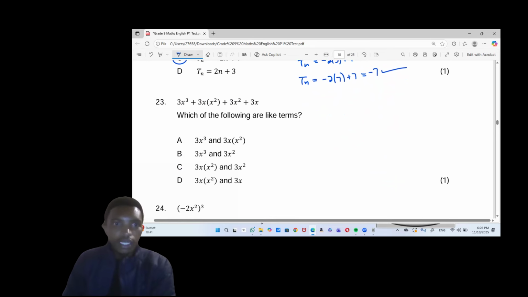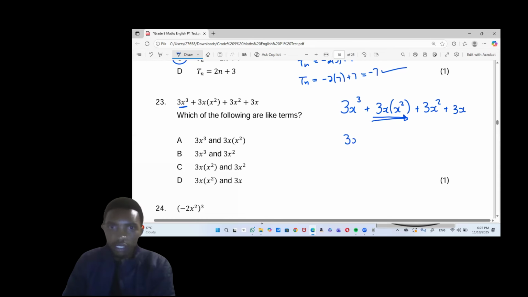And then coming here, they're saying which of the following are like terms? How do we see like terms? We see like terms by the variables, as well as the exponent, correct? Given 3x cubed plus 3x times x squared plus 3x squared plus 3x. Before we do anything, let us simplify this term here. Let us simplify it before we do anything.